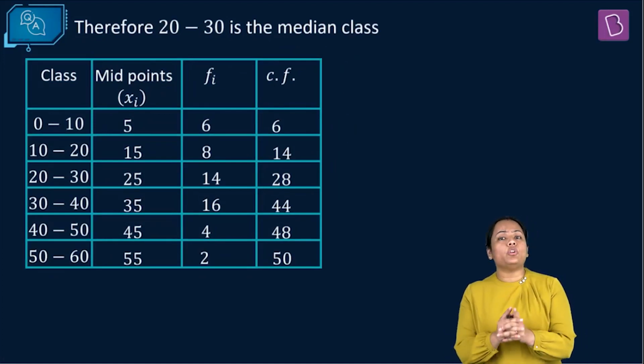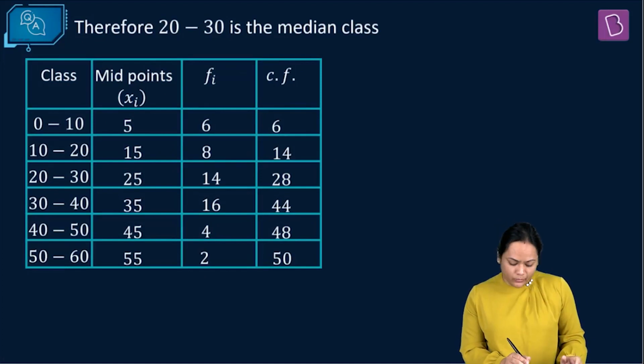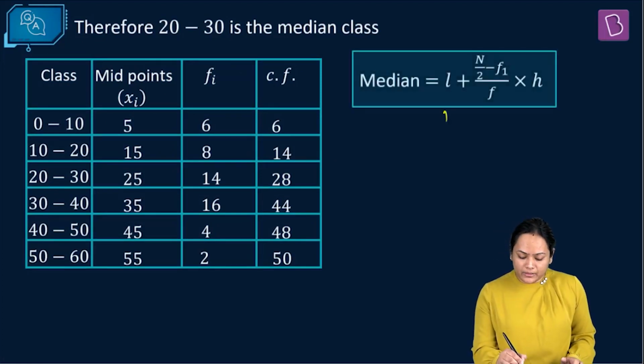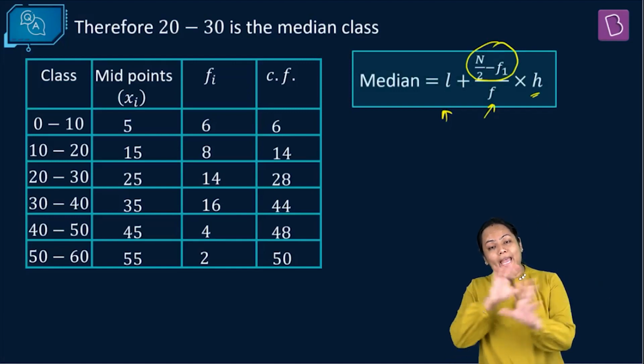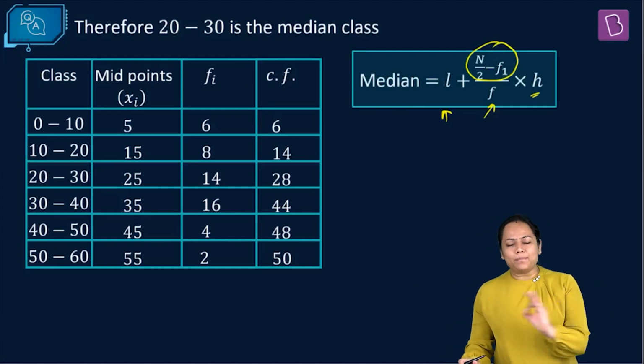And guys, if you don't remember it, please learn this formula. What is the formula for median? Well, the formula goes like this. Median is equal to L plus (n by 2 minus F1) divided by f, multiplied by h. Again, some new terms, right? Okay, so let's start one by one.